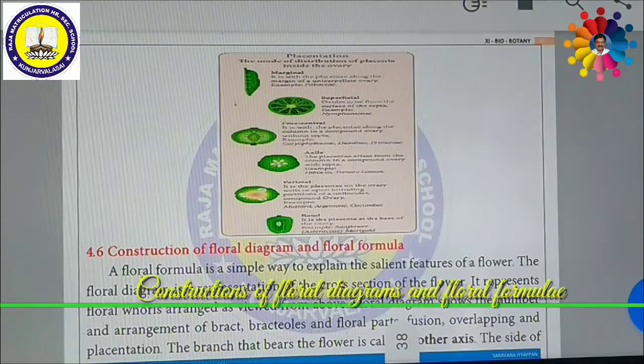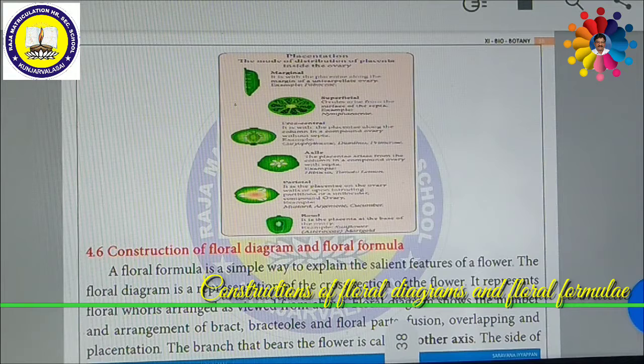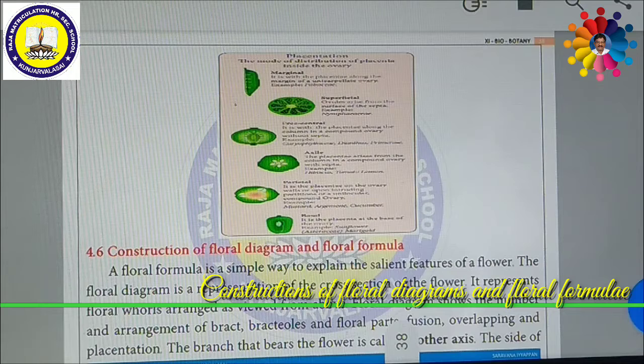Students, now we are going to see about construction of floral diagram and floral formula. It is a difficult concept, but if you understand, it might be easy. How do we mention or draw the floral diagram of calyx, corolla, androecium, gynoecium and bracteole? If it is actinomorphic, how do we differentiate? If it is zygomorphic, how do we differentiate?